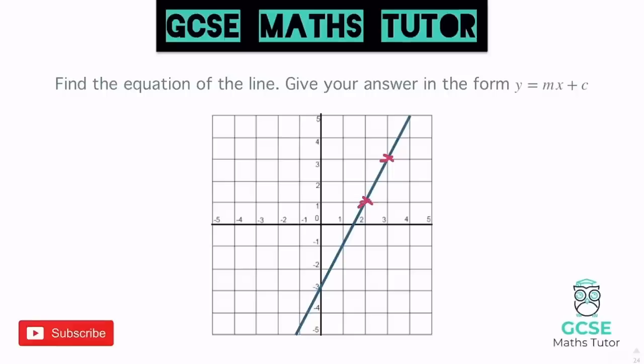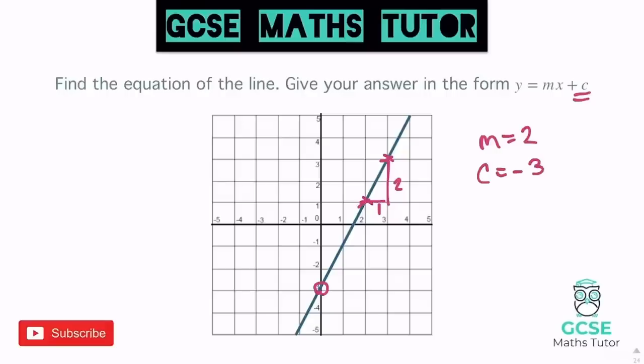Now it goes across 1 and then it goes up 2. So it goes across 1 and up 2. So every one across it goes 2 up. So the gradient, the value of m, is 2. All we've got to find is that value of c, which as we've already said is the y-intercept, and it crosses the y-axis down here at -3. So c is going to be -3.